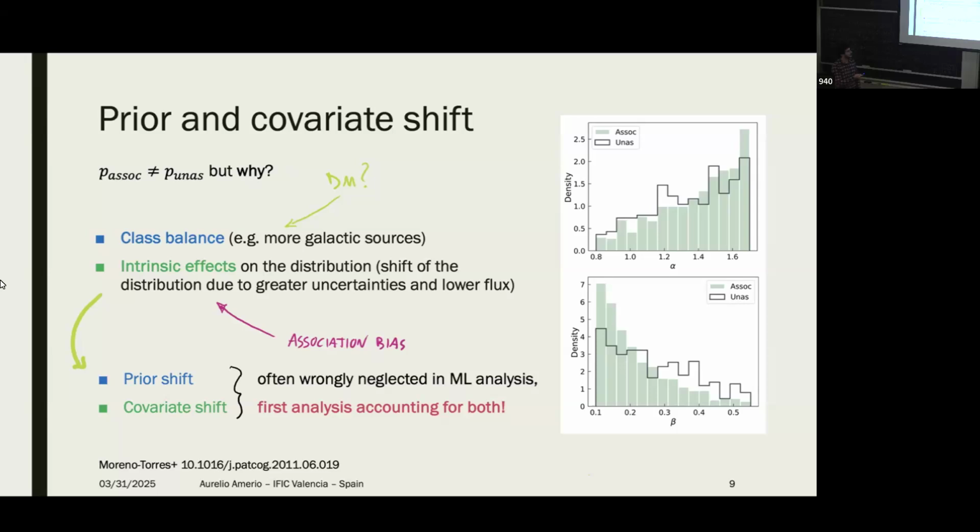So this already tells me that probably there are more sources with higher curvature. And so why is that the case? It could be because there is an extra population of dark matter, because dark matter is expected to be curved, or it could be that there are more galactic sources. So this is something that I need to understand.